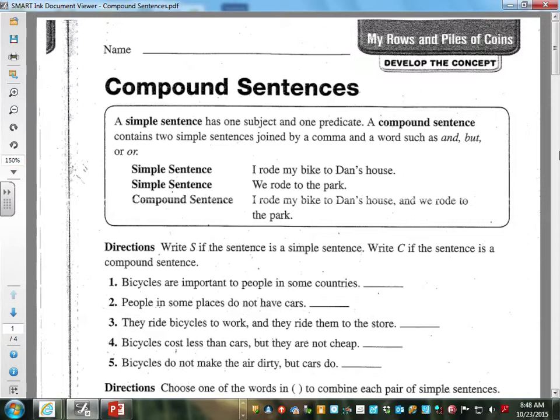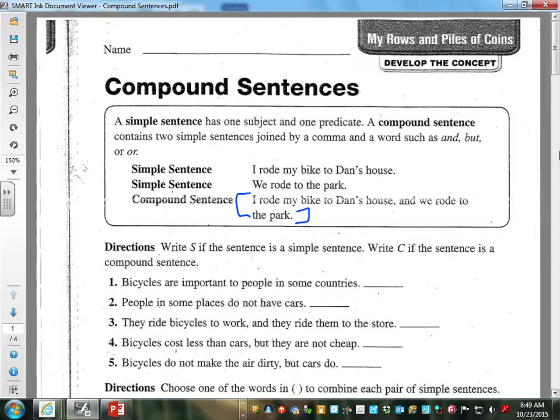A compound sentence is when you take two simple sentences, two complete thoughts, and you put them together. You see right here that the compound sentence says, I rode my bike to Dan's house and we rode to the park. We put both of our simple sentences together to form our compound sentence. So that's what we're going to be focusing on today, is how to take two simple sentences and put them together to make one long sentence or a compound sentence. A compound sentence, again, is two complete thoughts put into one sentence.